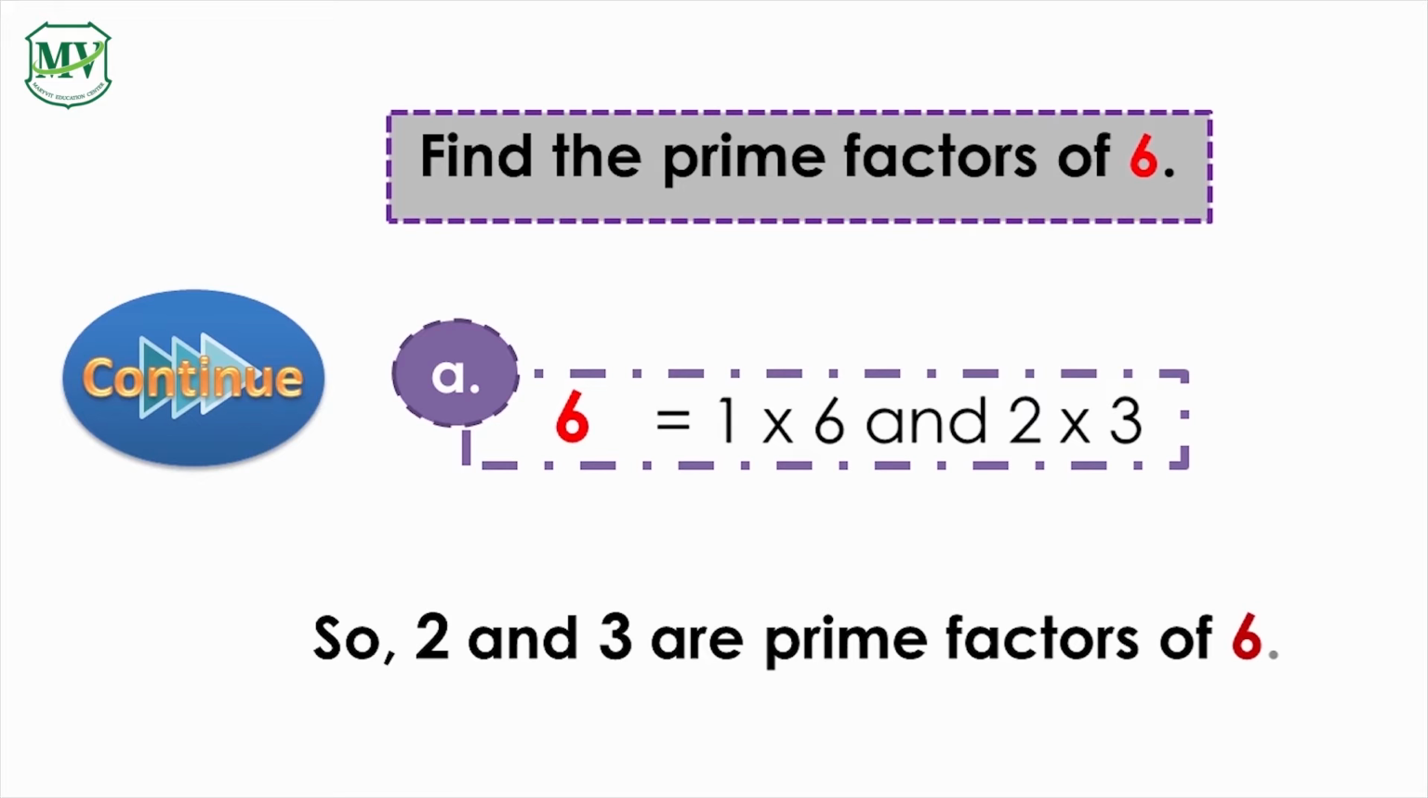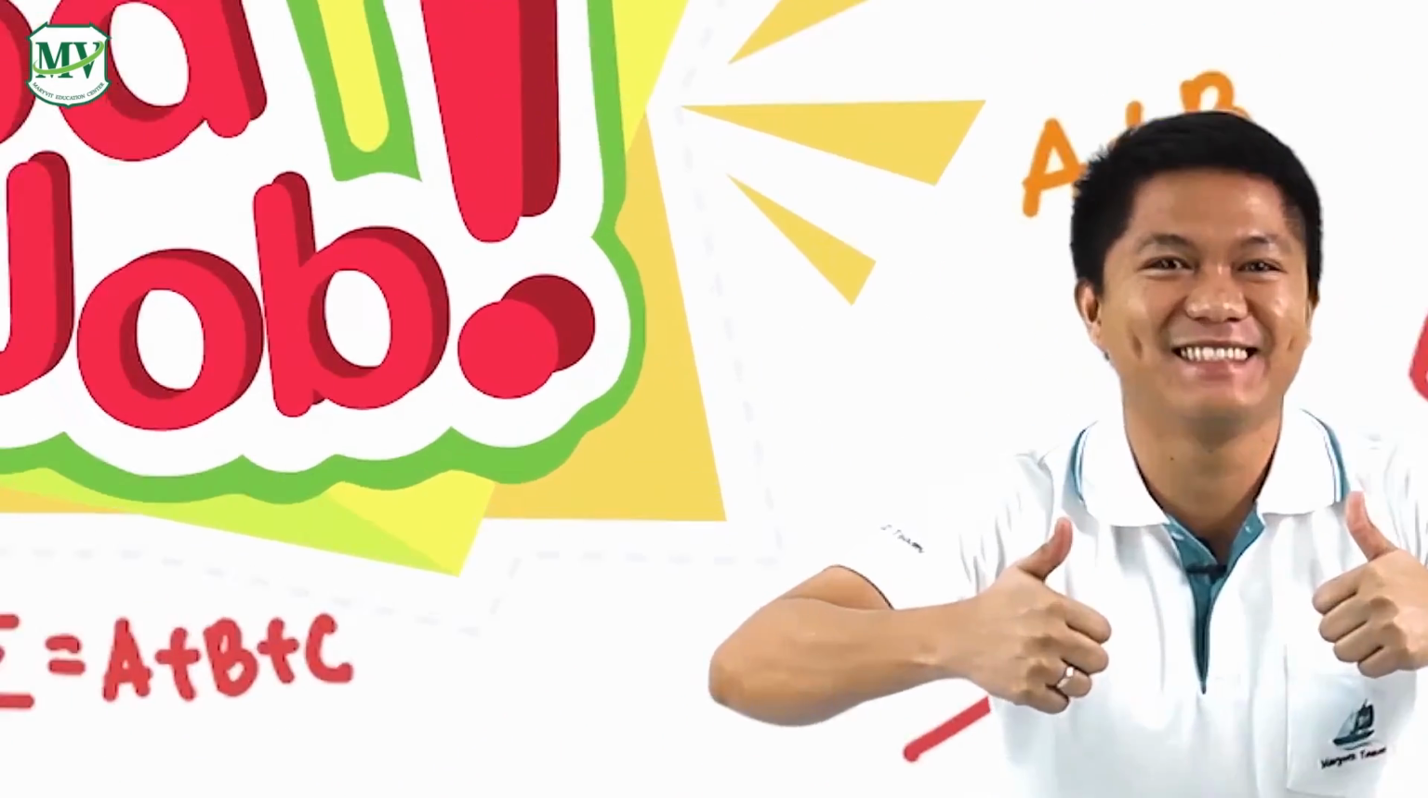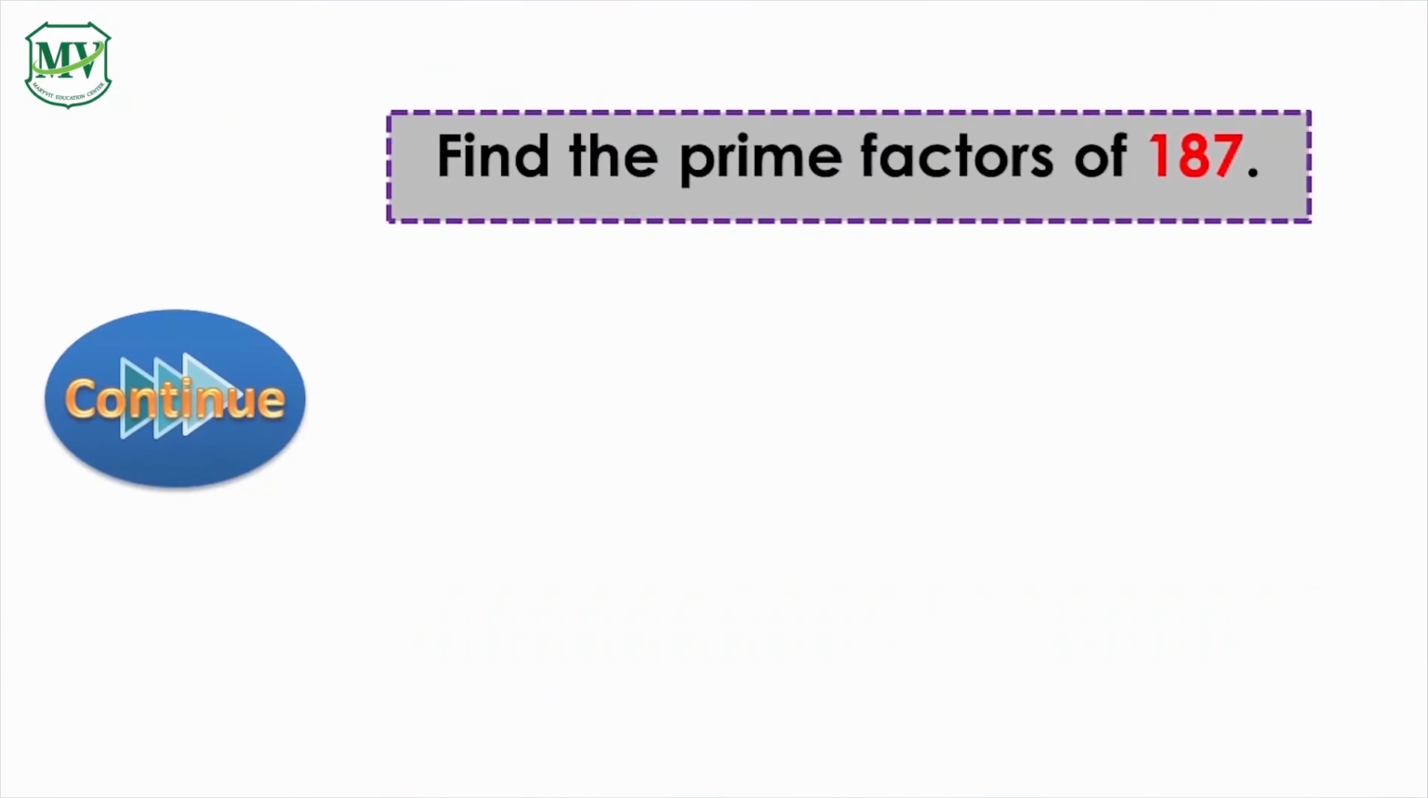Among 1, 2, 3, and 6, which are prime numbers? 2 and 3 are prime factors of 6. Did you get the correct answer? Good job! Let's have the last example for prime factors.